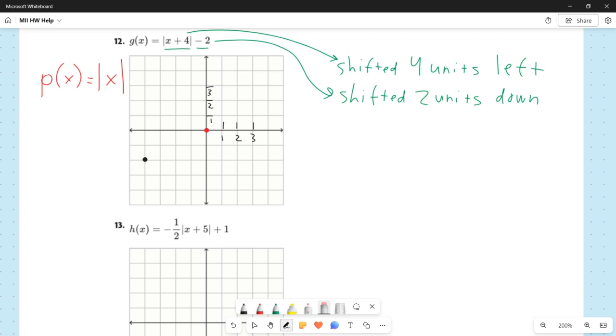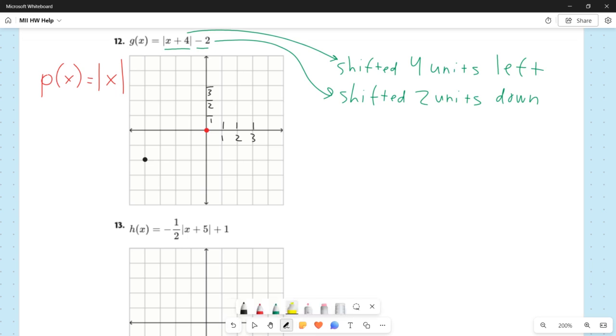Notice that there's no other changes here. There's no coefficient. You could potentially see a coefficient in front of the absolute value, and we're not seeing that. Because there's no coefficient there, there's no stretching or shrinking or flipping or anything like that. So with the parent function, my rate of change is 1. It's 1 over 1, 1 over 1, 1 over 1. And that's actually still going to be true for my new function. We're still going to go up 1 over 1, up 1 over 1, up 1 over 1.